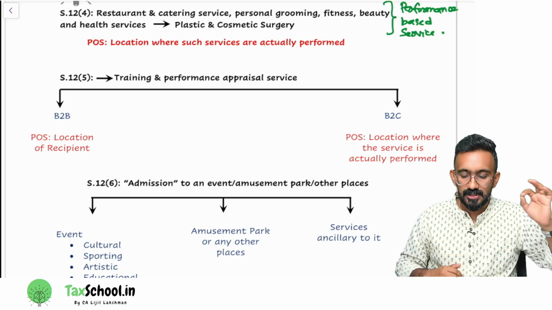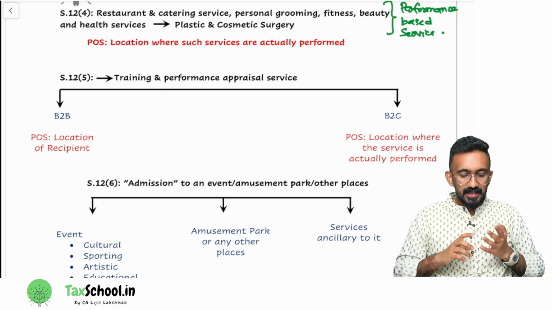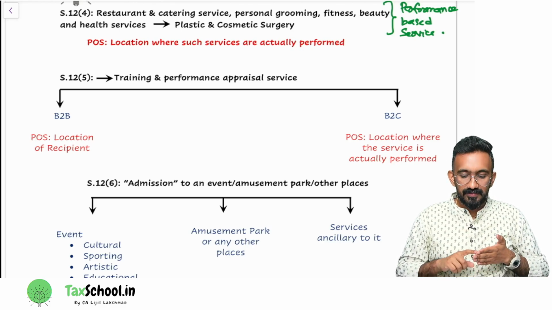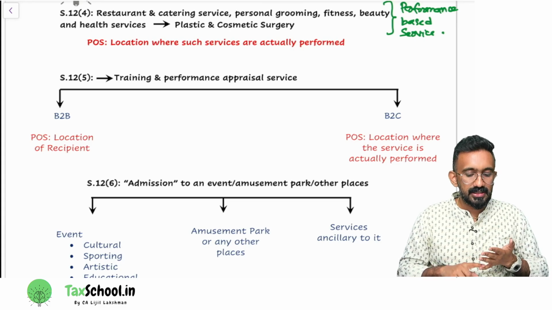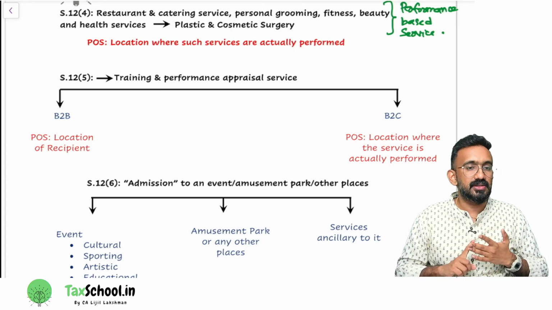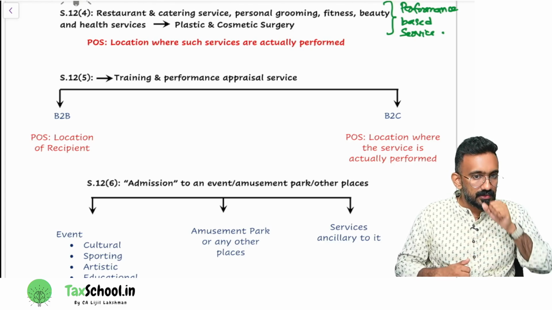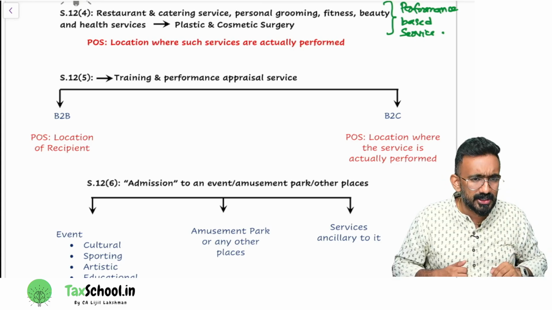What is performance based service? Restaurant service, catering service, personal grooming, fitness, beauty treatment, health service, plastic surgery, cosmetic surgery. All of these are performance based, so you need to perform the service. What is considered to be the place of supply?